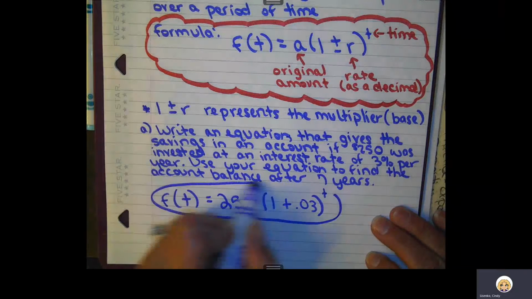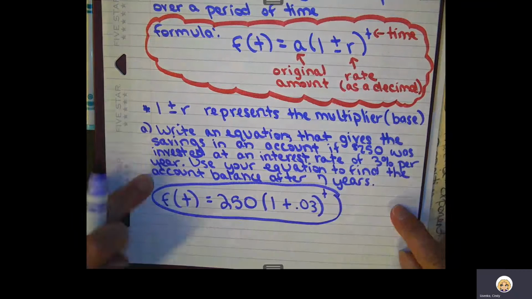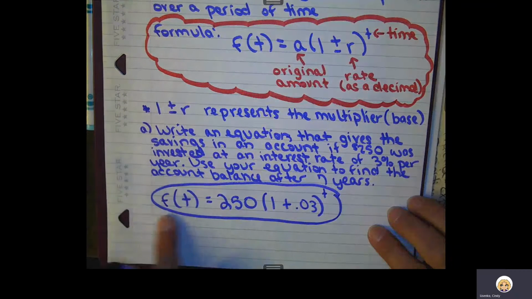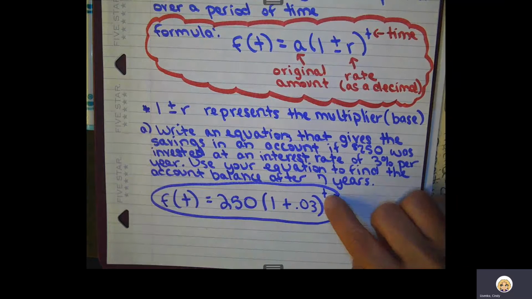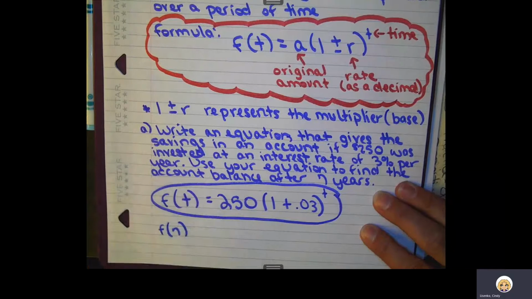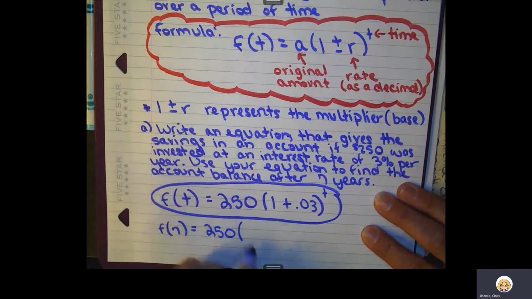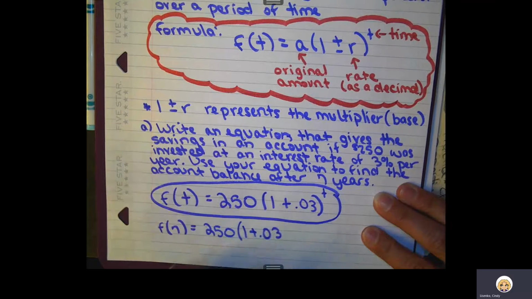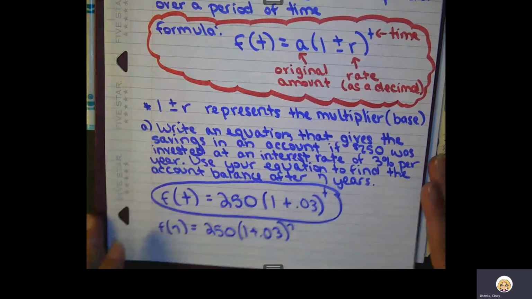Now we're going to take this equation and find the balance after 7 years. So what we're going to do is rewrite this equation, but instead of t, our t is time, we're going to put a 7 there. So we're going to have f of 7 equals, because that's our time. Then 250 in parentheses 1 plus 0.03. And then instead of t, we have to the 7 power.